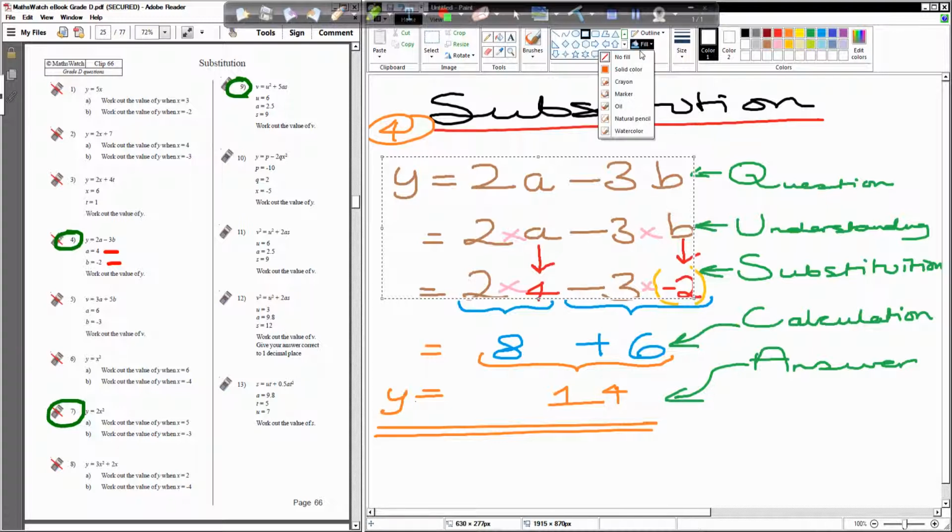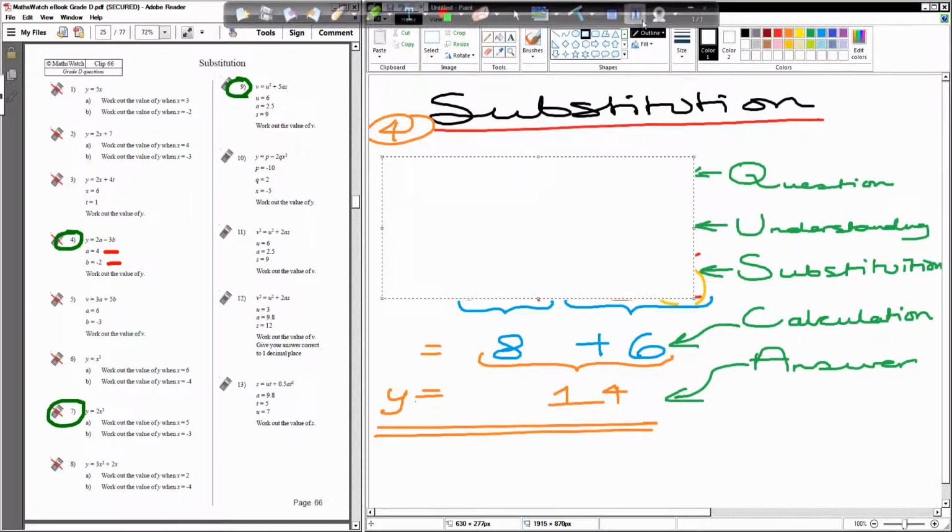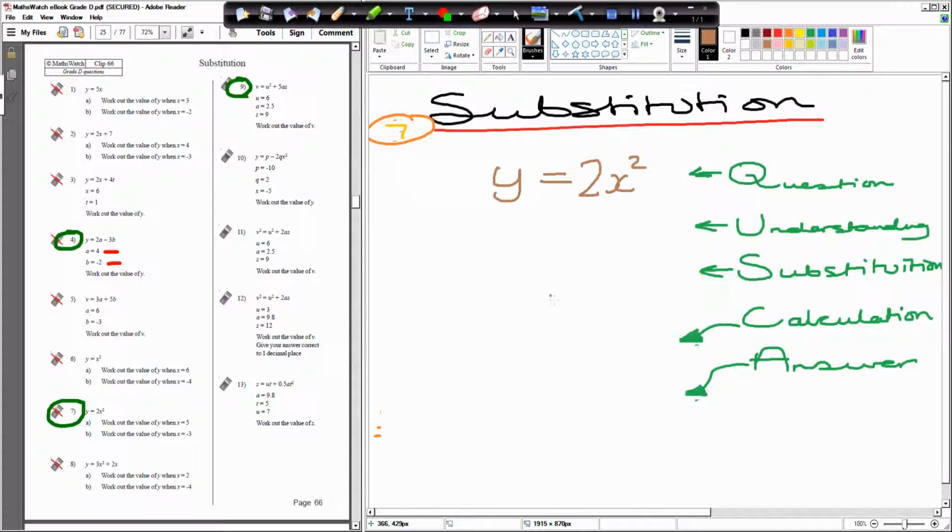And then we can fill it. So here comes our next question. Question number 7 from this clip 66. Your y is equal to 2x squared. Okay. So we're teaching you how to do these questions at the moment, non-calculator technique.